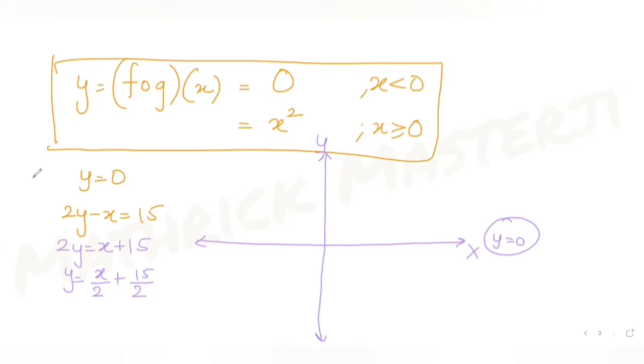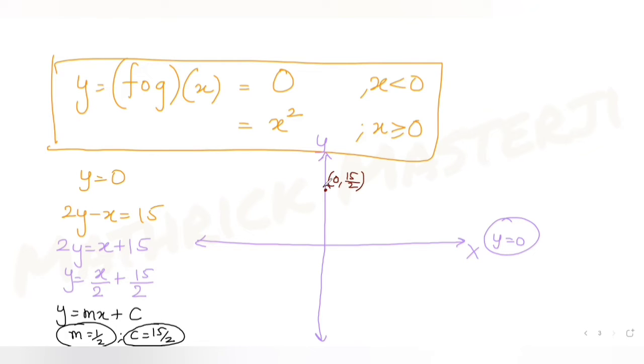If I compare this line's equation with y equals mx plus c, I get the slope m as half and the y-intercept as 15 over 2. Putting that here, somewhere here, you get the point (0, 15 over 2). 15 over 2 is basically 7.5.